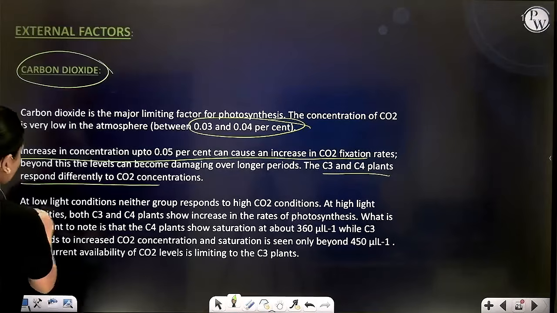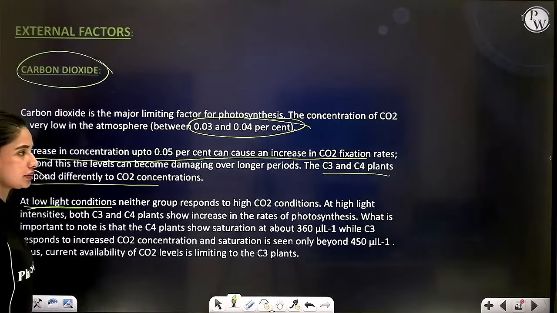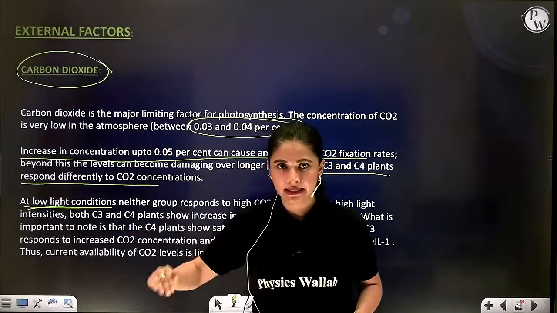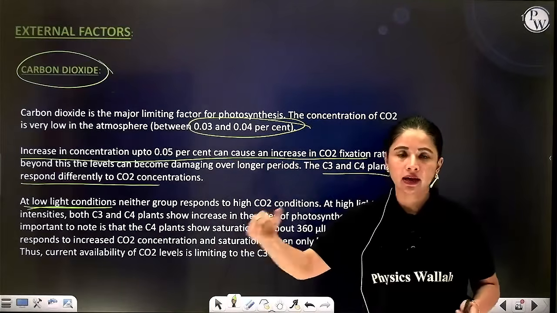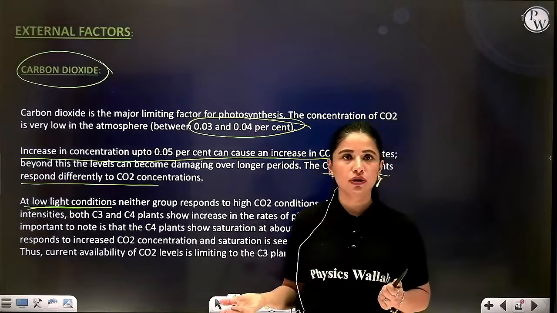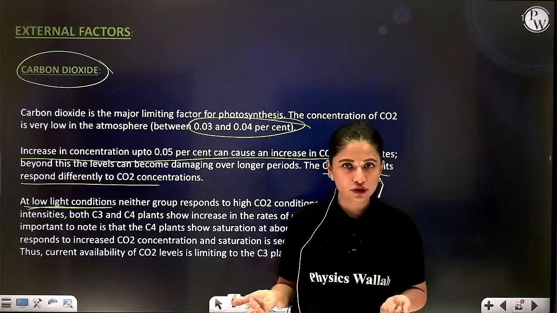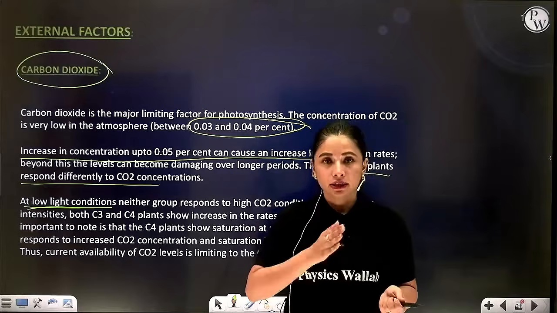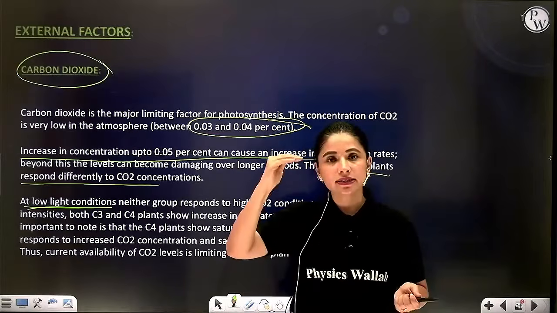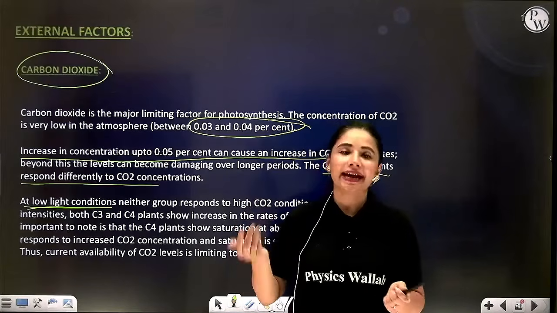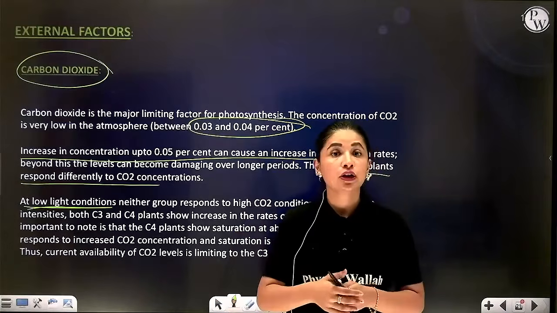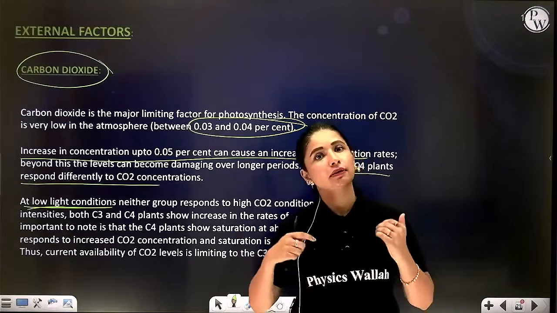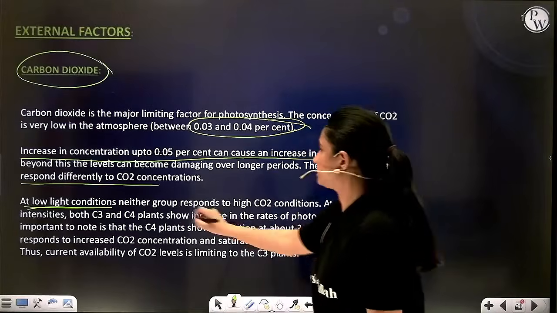Next, at low light intensity, obviously when another factor is less, and you keep on increasing the CO2 concentration, nothing is going to happen. Why? Because the other factor is then going to become limiting. You make sure that with the increasing of CO2 concentration, light intensity is also increasing so that none of the factors become limiting and they keep on increasing the rate of photosynthesis.